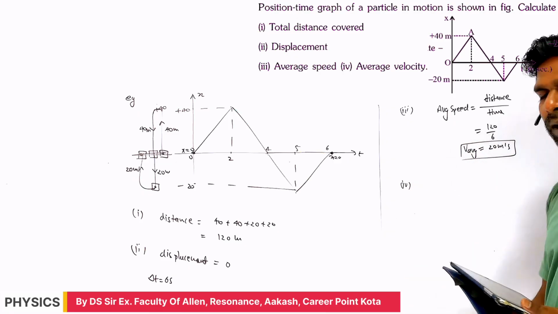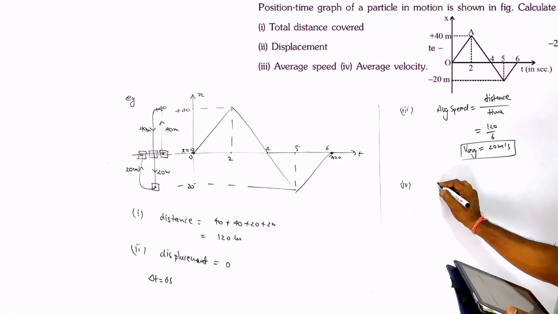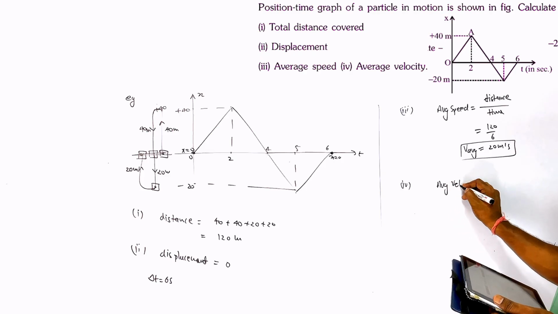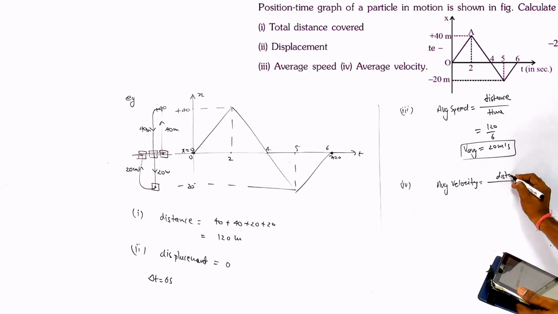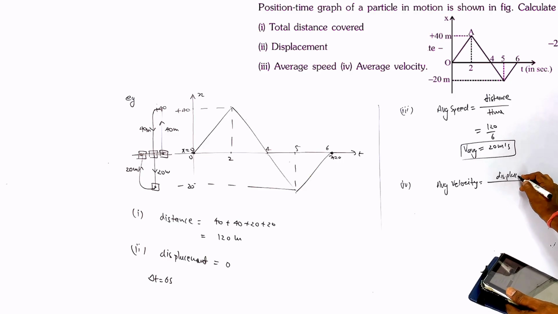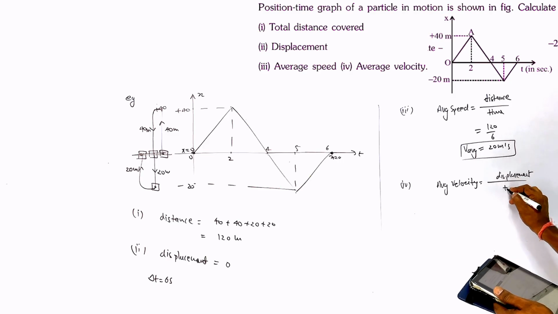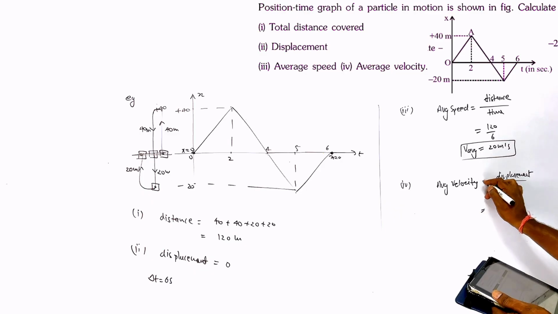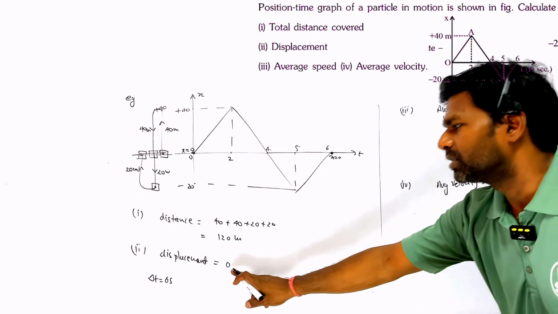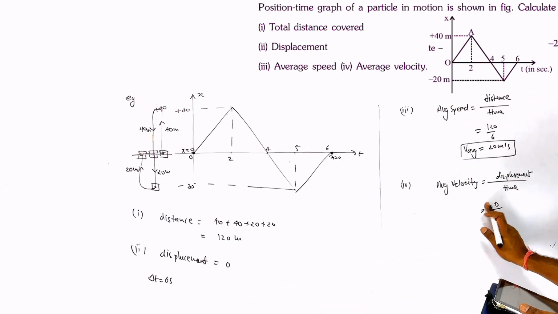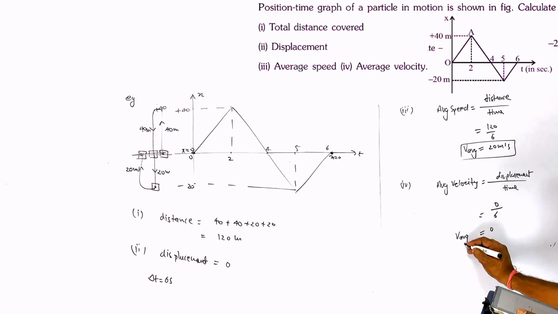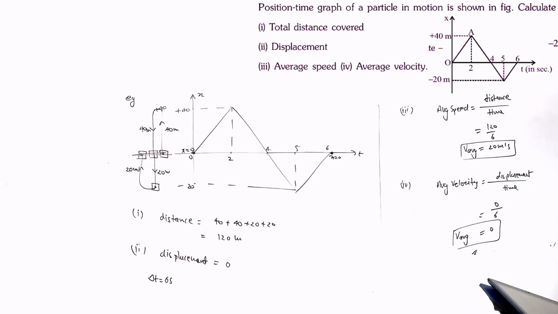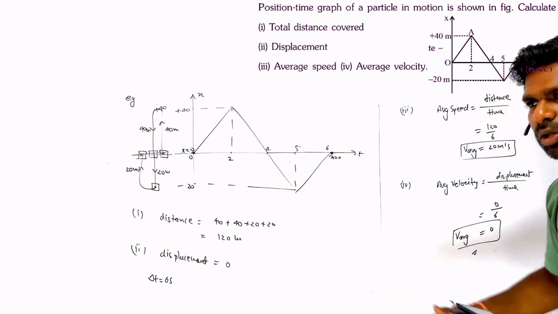Now in the fourth part, average velocity. Tell me, the total displacement divided by total time. What is the total displacement, you tell? 0. And what is the total time? 6. So what is the average velocity? Here it is 0. Vrinda, do you understand all the four parts?